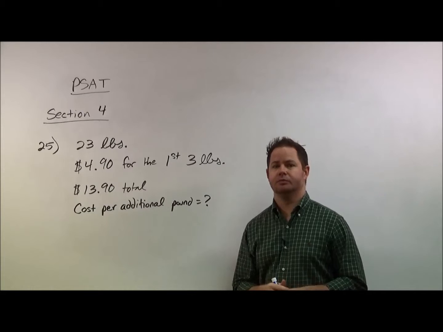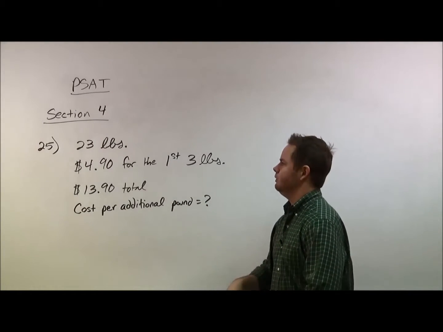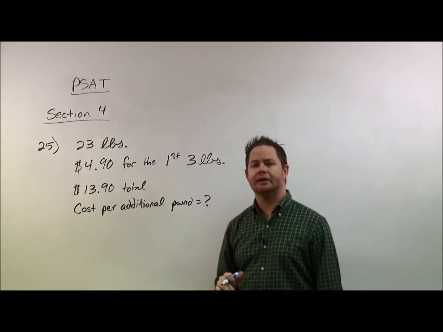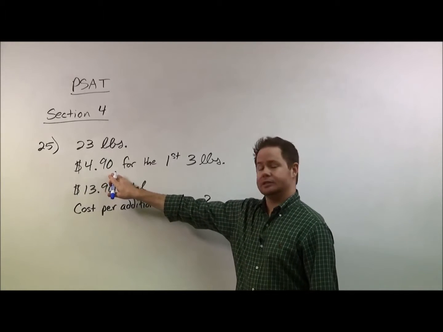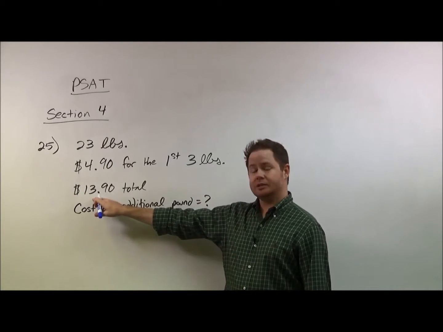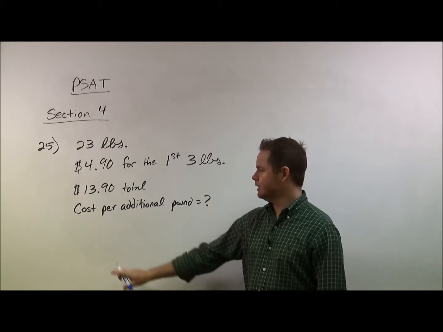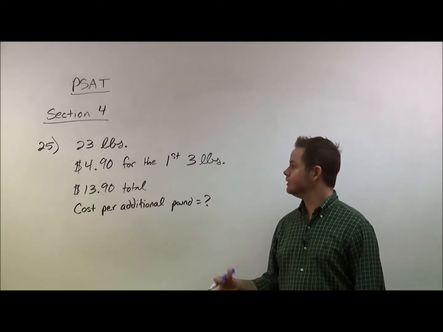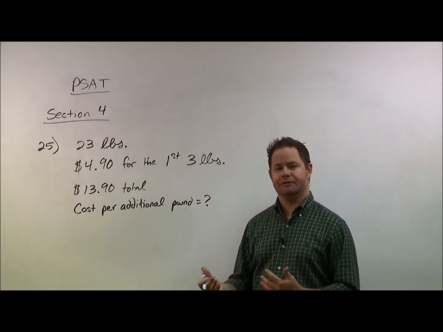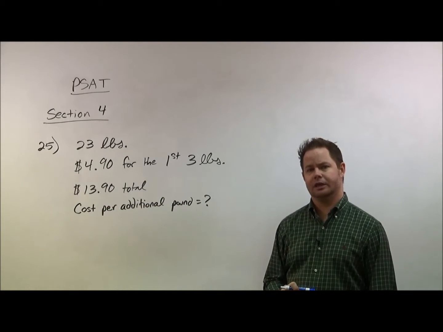If you want to read the entire thing, please follow along in your test booklets, which were sent back to you last week. But basically what this question says is that we've got a package to ship and it's 23 pounds. $4.90 is the cost for the first 3 pounds. We're going to be spending $13.90 total to ship this package, and the missing piece of information that the question is asking for is what is that cost per additional pound? We're paying $4.90 for the first 3 pounds, but then there's an extra charge per pound after that, and we need to find out what that cost is that gets us to our total of $13.90.